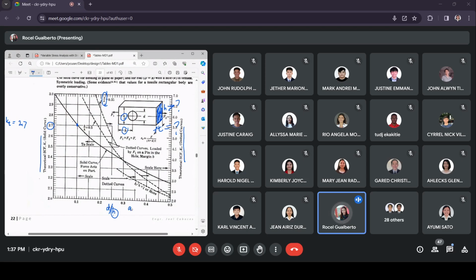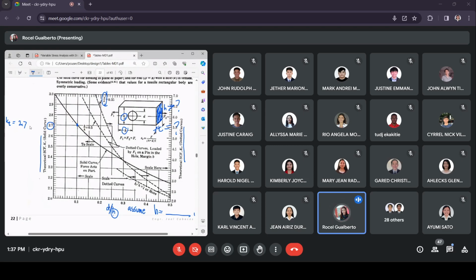You need again to assume. Okay, so you need to assume a value of H, a value of the dimension, and then get the ratio, and then go to the specific curve, and then you can find the value of KT. Okay, the theoretical stress concentration factor.